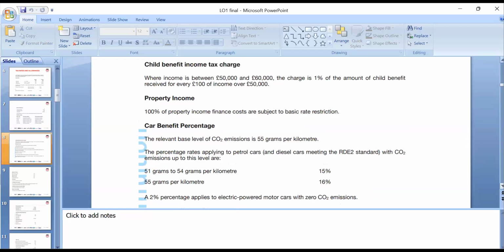Child benefit: when income is between 50,000 and 60,000, the charge is 1% of the child benefit received for every 100 of income over 50,000. We can also look at the property income and the basic instructions which we can look around.